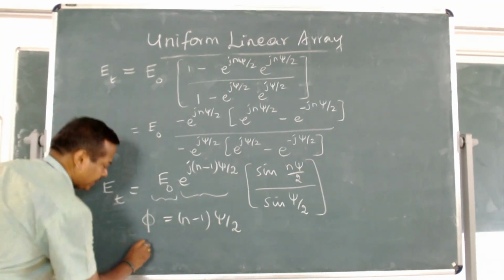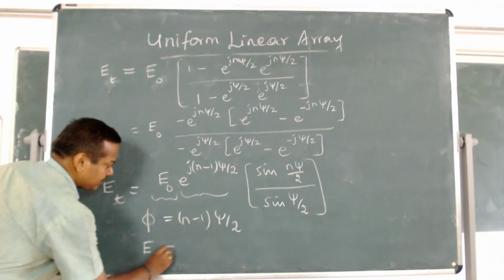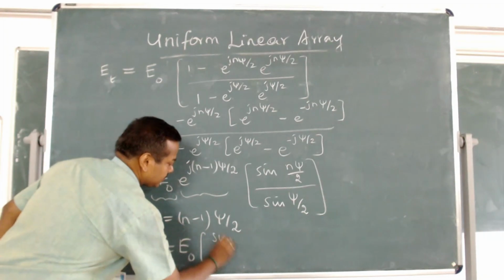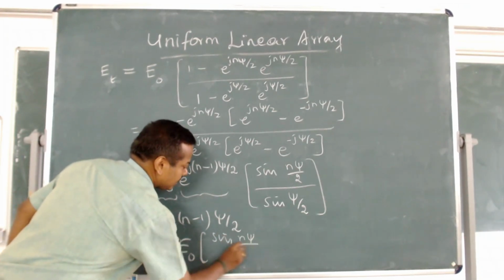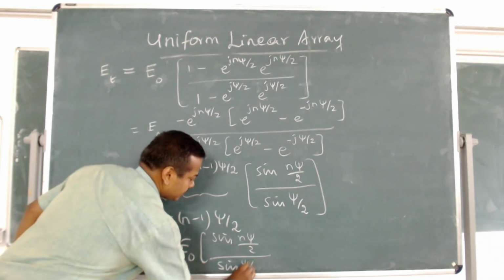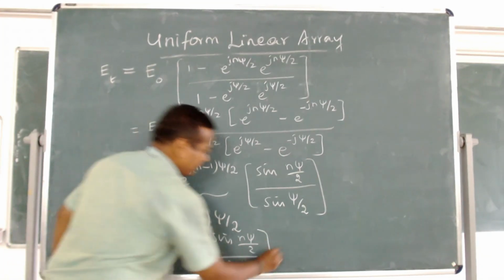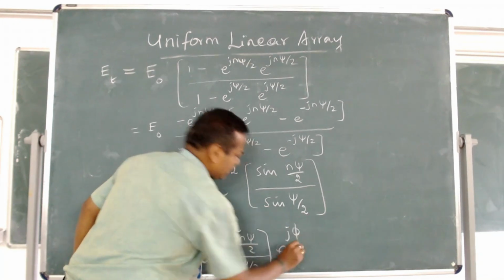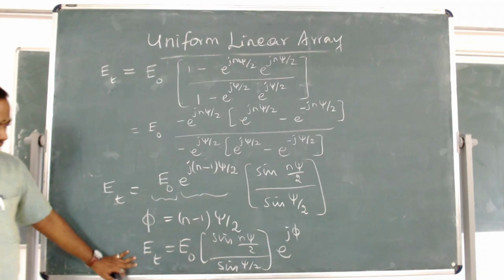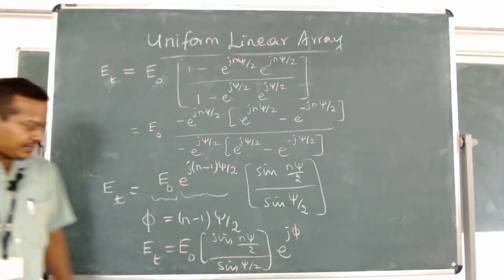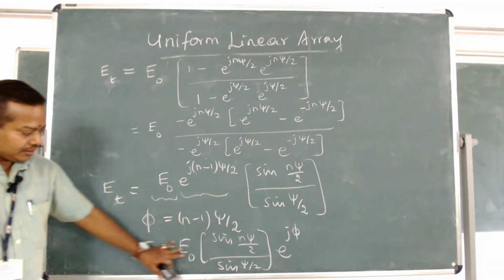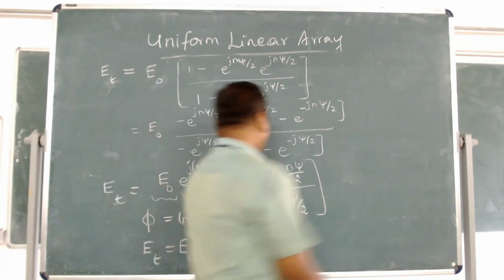And this equation can be written as Et is equal to E naught sin n psi by 2 divided by sin psi by 2 into e power j phi. So this is the form of radiated field, and phi is representing the phase of the radiated field, and this is the amplitude. Okay, fine.